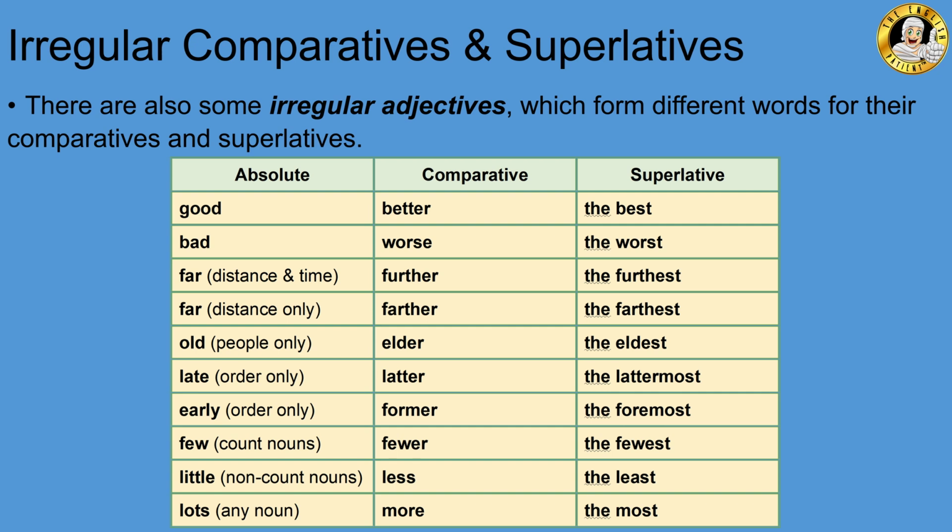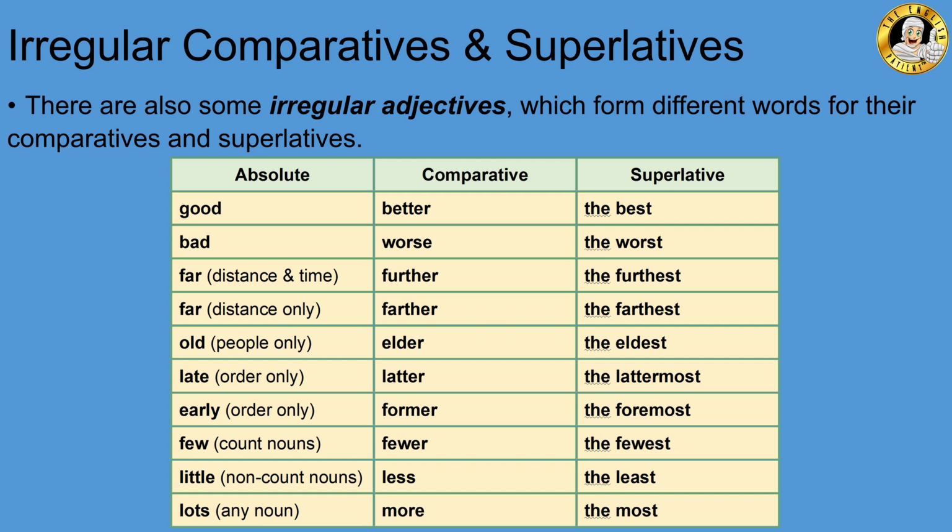There are others. Far, in terms of distance and time, would become further and then the furthest. But far in relation to distance only is farther and then the farthest. Old for people only can become elder and the eldest. You can still use, of course, older and the oldest, but there is an alternative, elder and the eldest, for people.